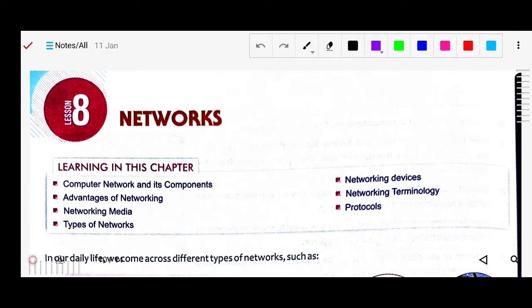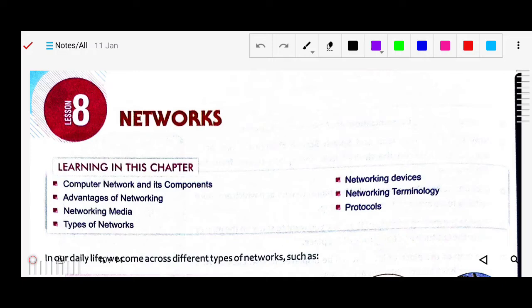A network consists of two or more computers that are linked in order to share resources, such as a printer or CDs. So, like that, there are two or more computers that are linked, they are connected. Why are they connected? To share their resources.